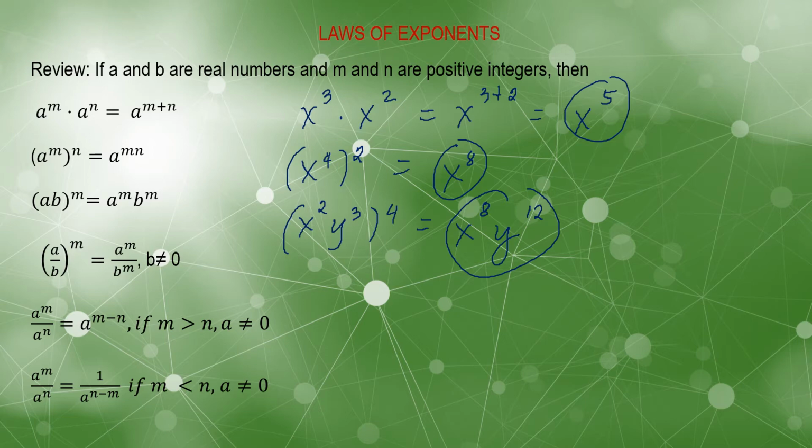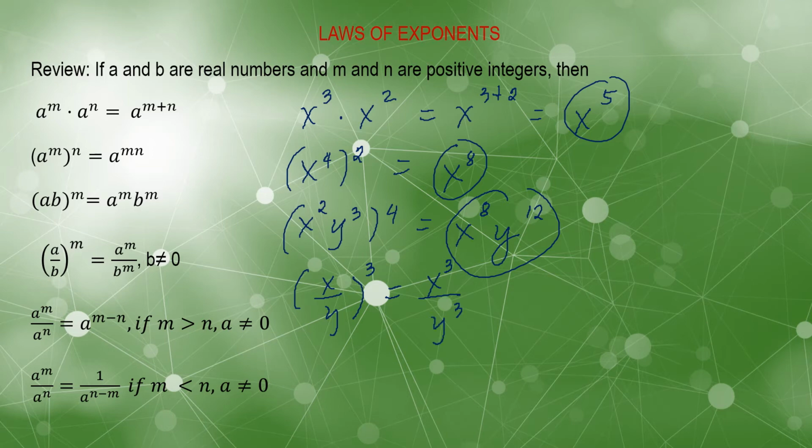Another law of exponent, we have quantity a over b raised to the power of m. It is equal to a raised to m over b raised to m, such that b is not equal to 0. Say for example, we have x over y raised to the third power. That will be equal to x cubed over y cubed.